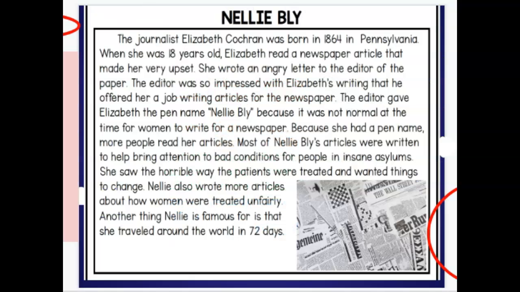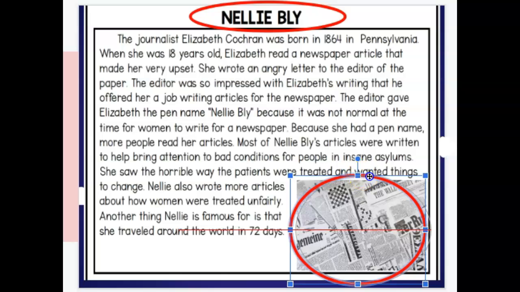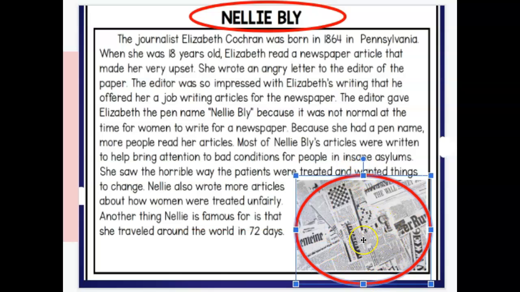Okay, this first one is called Nellie Bly. The first thing we're always going to do is circle the title, Nellie Bly, and look for any text features they're providing us with. Here we have a photograph. This looks like newspapers, so I'm thinking maybe she was a journalist or she works for a newspaper. It's going to have something to do with that based off this picture.